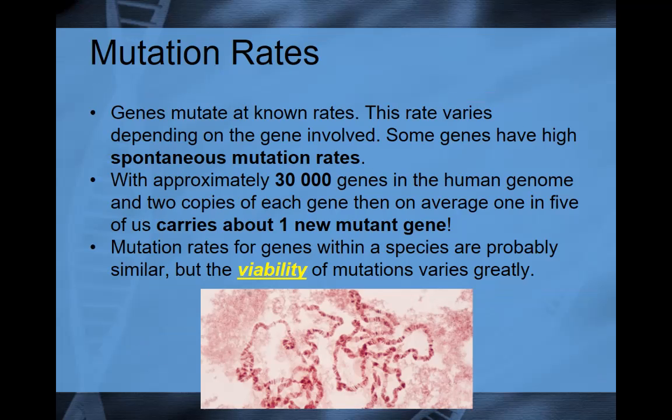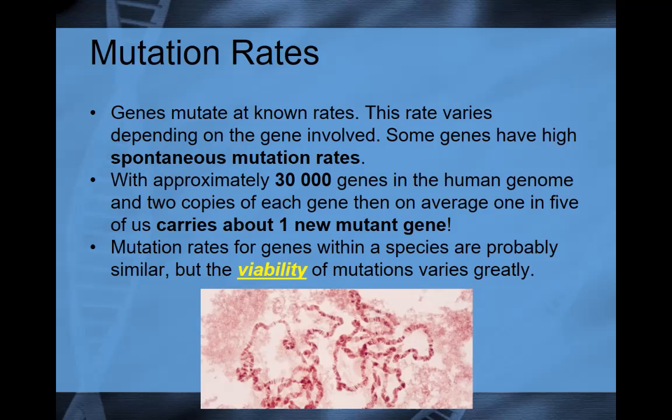Let's finish off by taking a look at fitness and mutation rates. Now, genes typically mutate at known rates, and this rate varies depending on the size of the gene. The bigger the gene, the greater the risk for mutation. And the location of the gene and the sequence of the gene will also impact its risk of mutation. Some genes have very high spontaneous mutation rates because of their sequence or location.